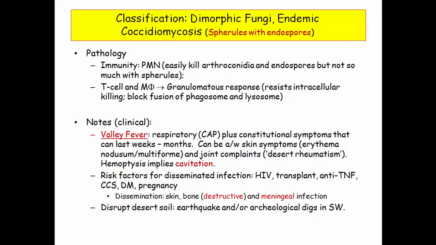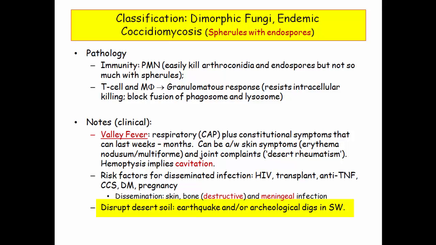As for the clinical condition, valley fever is described as a respiratory illness mimicking community-acquired pneumonia. Constitutional symptoms can last for weeks to months. That's not so good. The organism can affect the skin and/or elicit an inflammatory response in the form of erythema nodosum or multiforme. Joint symptoms are common, and as stated, cavities do develop. The infection can disseminate if immunocompromised, but this is broadly defined to include diabetes and pregnancy. This is a nasty player.